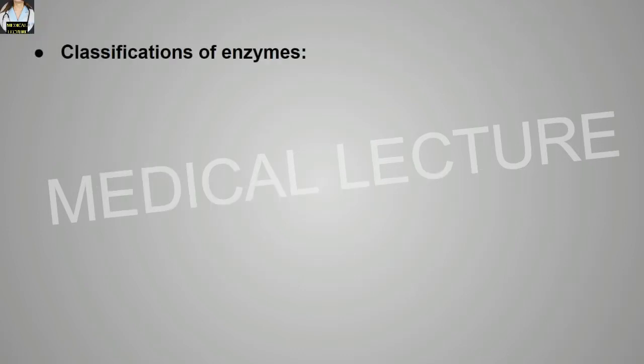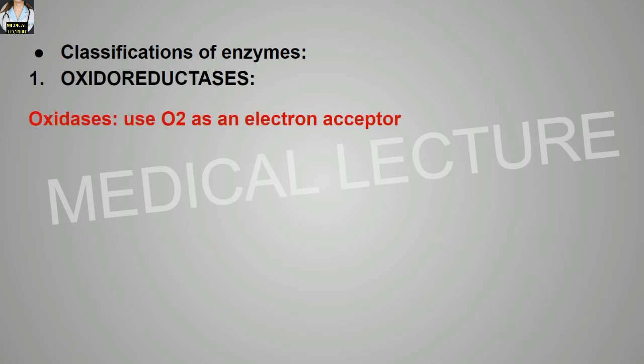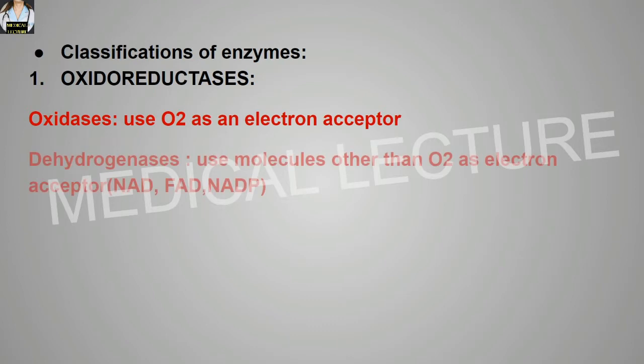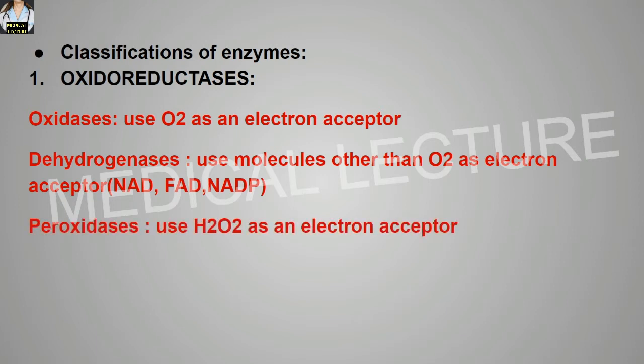Now first of all, the classification of the enzyme. In the classification of the enzyme, we have a total of 6 classes. The first class is the oxidoreductases. In this we have oxidases. These oxidases use oxygen as an electron acceptor. Dehydrogenases use molecules other than oxygen as electron acceptor, for example NAD, FAD, NADP. Peroxidases use H2O2, or hydrogen peroxide, as an electron acceptor.